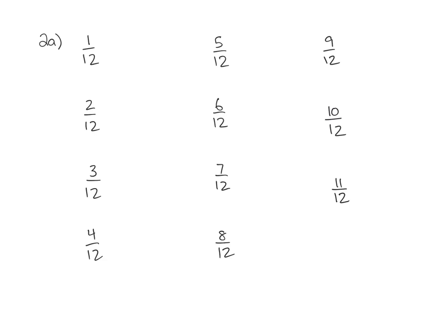So 1/12 is already in lowest terms because there's nothing other than 1 that I can divide them by. 2/12 I can divide by 2, which would give me 1/6, and this would be my fraction in lowest terms. So I can divide 3 and 12 by 3, which will give me 1/4. So that will be my fraction in lowest terms.